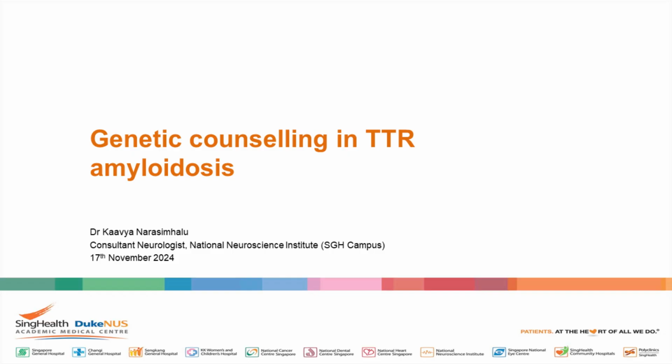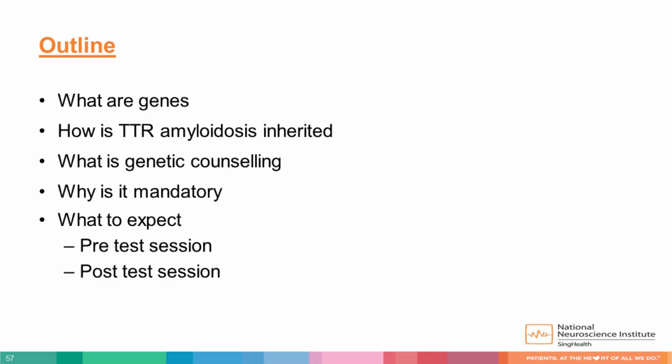All right, we'll start today and we'll talk a little bit about genetic testing. I'm a neurologist, so I do see TTR patients, but the main topic today is about genetic testing in TTR amyloidosis, okay? So I thought I'd quickly tell you a little bit about genes and how TTR amyloidosis is inherited, so you can figure out how it's passed on in families, and also what we do in a genetic counseling session.